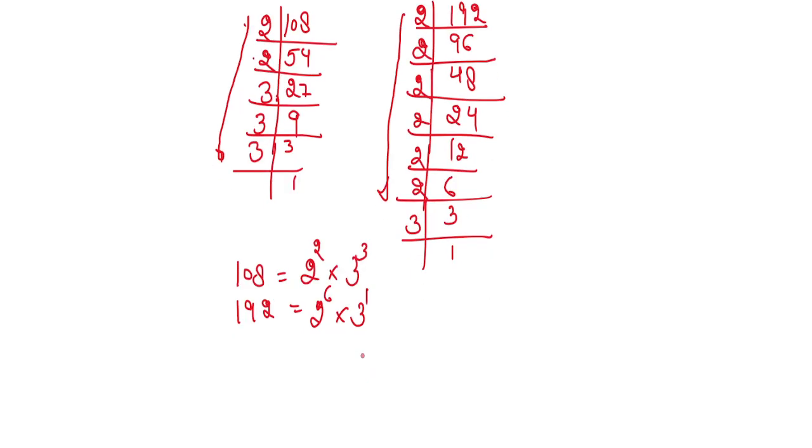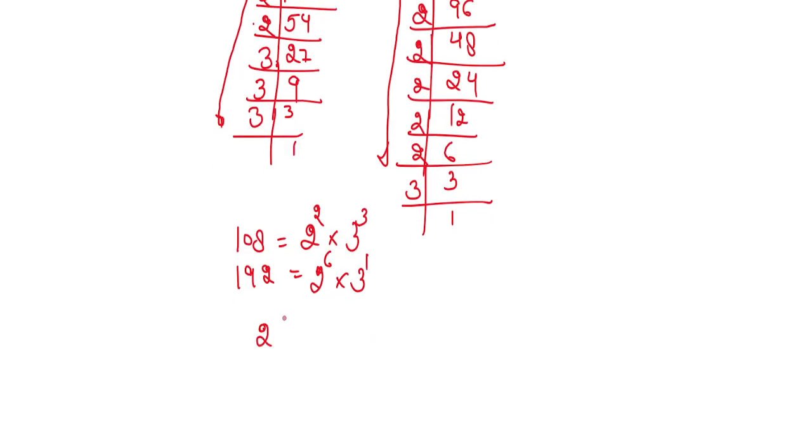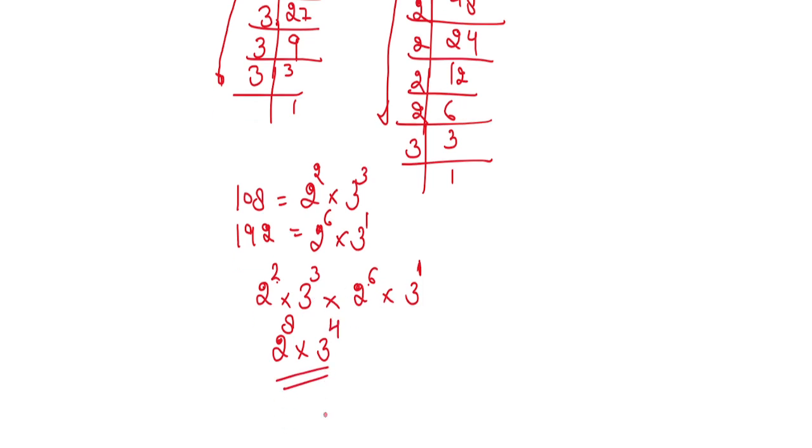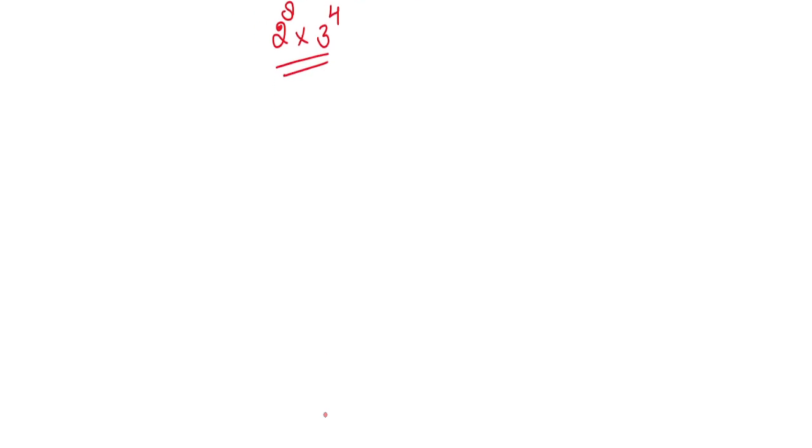Yes? Okay, now you have to do the multiplication of both. 2 raised to the power 2 multiply 3 raised to the power 3 multiply 2 raised to the power 6 multiply 3 raised to the power 1. Now you know that if the base is same then you have to add the powers, right? So 2 is here and 6 is here. So add the powers. So it is 8 multiply 3. Now the base is 3 and the powers are 3 and 1. So it is 4. So the answer is 2 raised to the power 8 and 3 raised to the power 4. Okay.